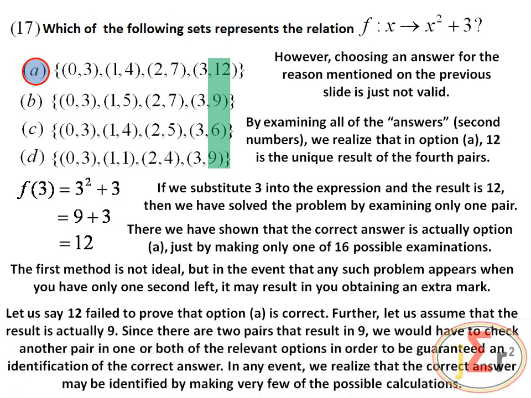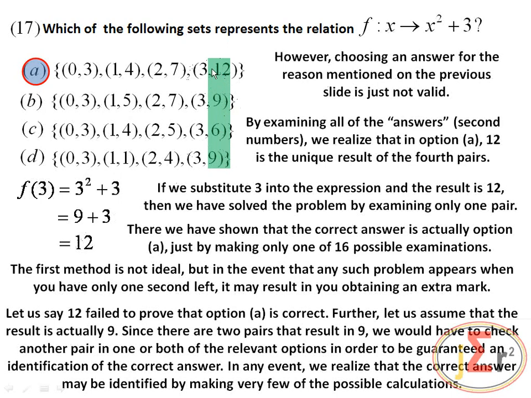Let us say 12 proves that option A is correct. Now we have singled out this one because of its uniqueness, and we have said, okay, then let us see if it works, and we got 12. Because for sure it is 12, then we are sure that this one is the correct answer, because we do not have a 12 and a 12 here. And as long as 12 is correct, then A is correct.